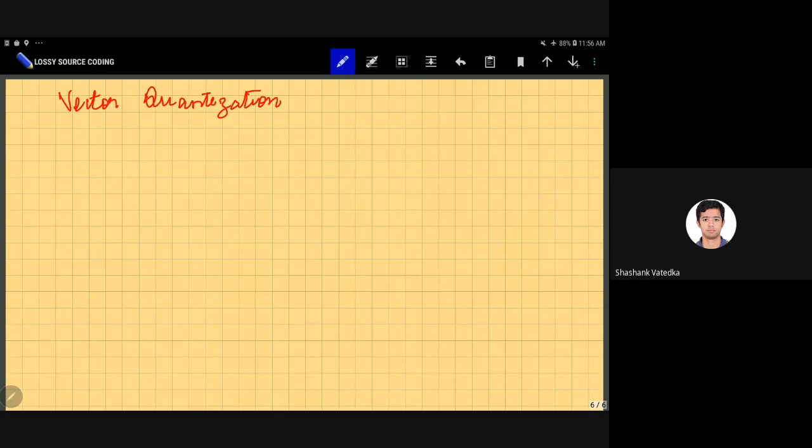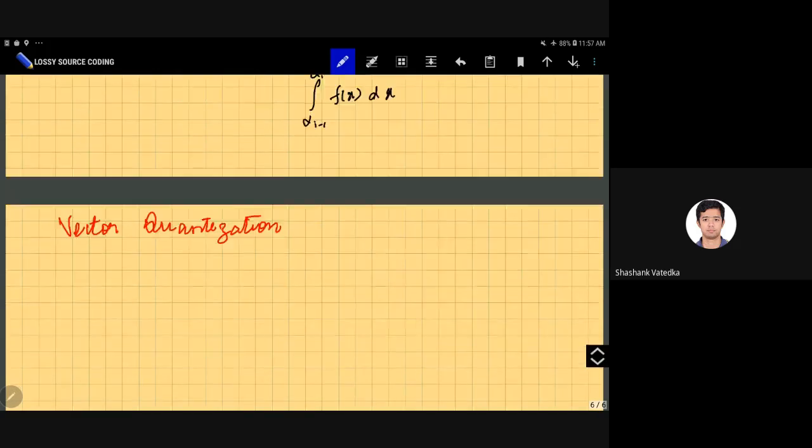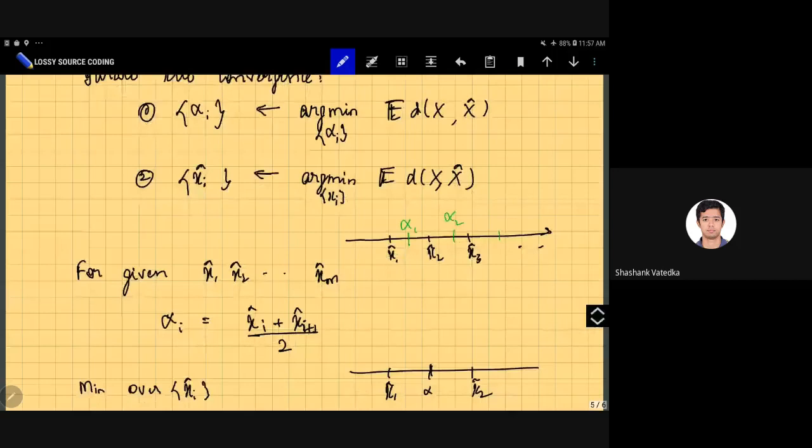Okay. So let's think about the problem of vector quantization. In scalar quantization, we're given a real number, and our goal is to partition the real line into a number of non-overlapping intervals. If x lies in a particular interval, then that interval is represented using some reconstruction point. So this is a representative for that particular interval.